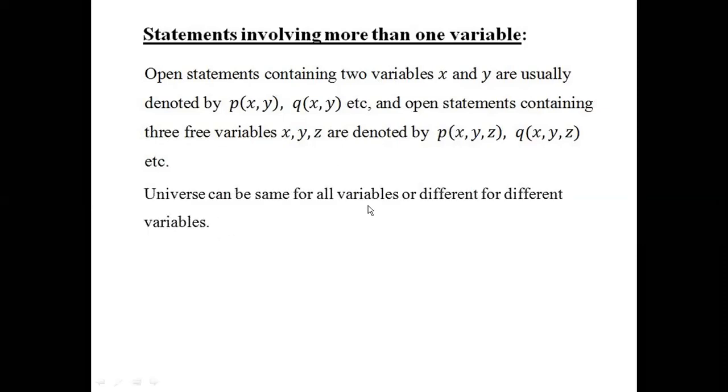Universe can be same for all variables or different for different variables. So sometimes x belongs to some universe and y belongs to some other universe. Or sometimes both x comma y might belong to the same universe.